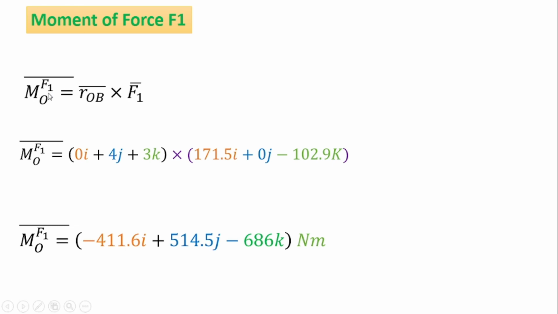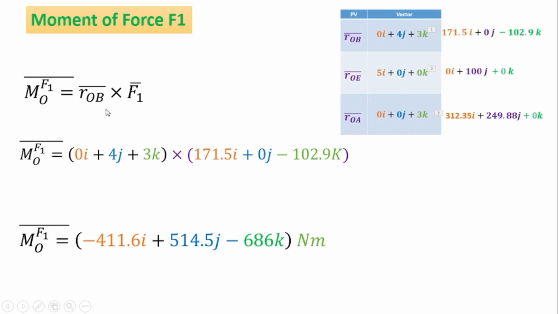Now moment of force F1 is equal to position vector ROB cross the force. Now put the value of position vector ROB, 0i plus 4j plus 3k, cross product with F1, 171.5i plus 0j minus 102.9k. Don't get confused by this cross product. You can use a calculator. After doing the calculation, we get the value of moment as minus 411.6i plus 514.5j minus 686k. The unit is Newton meter.